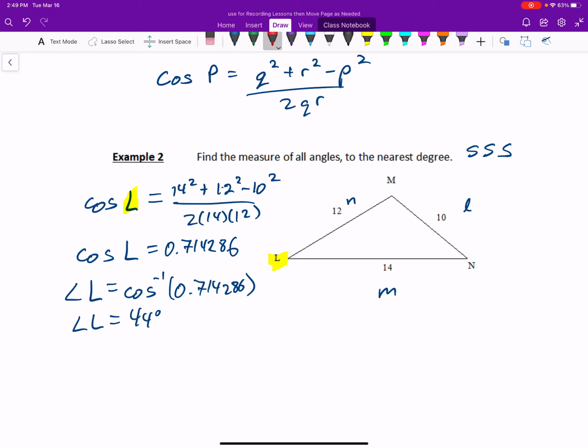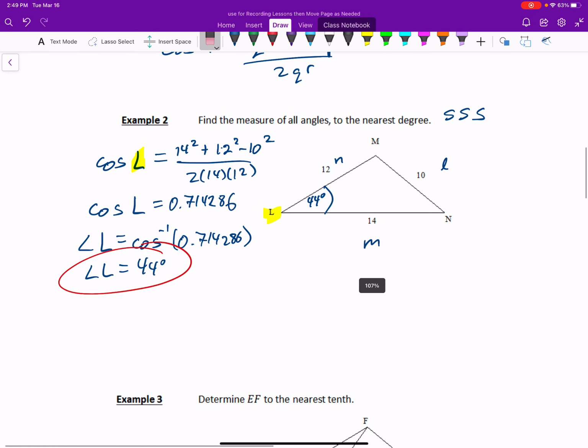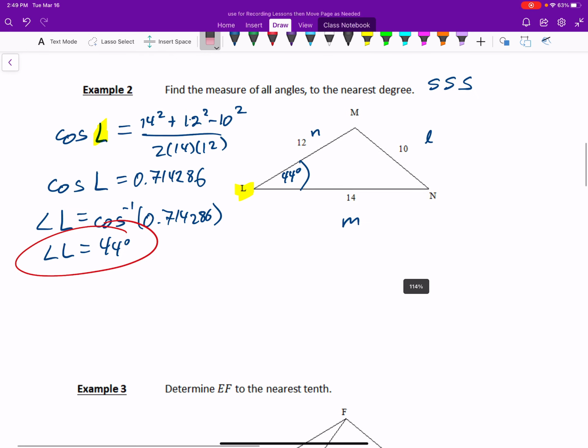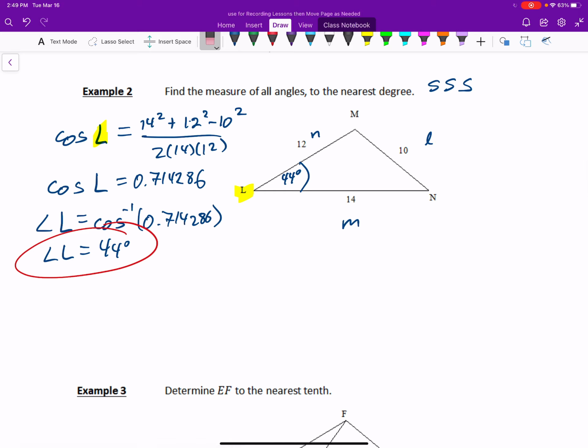That's one of my angles. Now that I know this is 44 degrees, now I've got options. I could use the sine law, now that I know this side and angle across from each other, or I could just continue with the cosine law. Since this is a cosine law lesson, I'm going to do cosine law again. So I will find m this time.